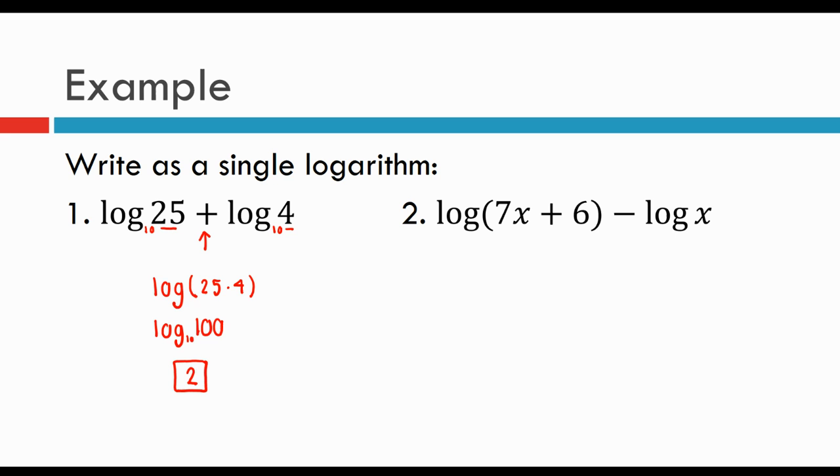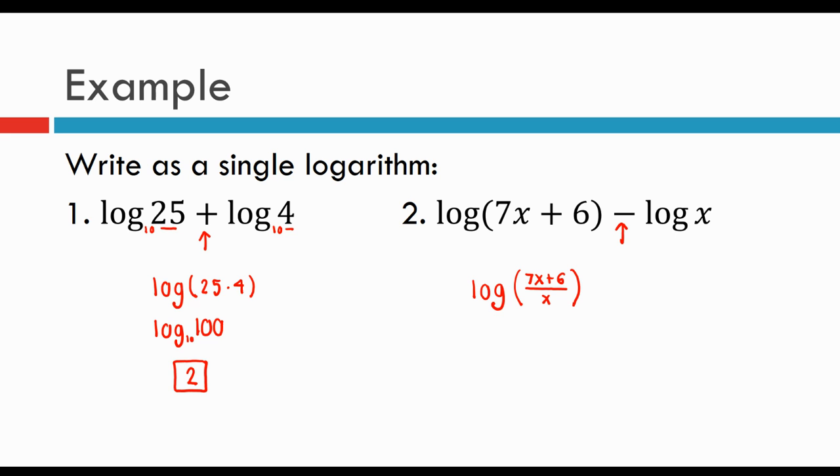Notice that in the second problem, we have the same base. We have log of 7x plus 6 minus log of x. So notice that because I see a subtraction sign, that means that we want to be thinking about the quotient rule. So I'm going to write the word log once, and then I now want to deal with division. So remember, whatever expression was first, so 7x plus 6, that's going to be the numerator. Whatever expression comes after the subtraction sign is going to go in the denominator.